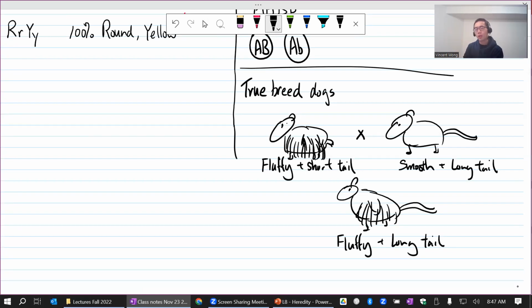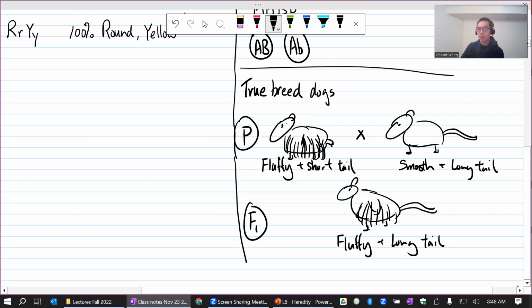So which trait is dominant? Is fluffy dominant or is smooth dominant? What do you think? Remember, these are P generation. This is F1. P generation is true breed. So if the F1 is fluffy and long tail, which one is dominant? Is fluffy dominant or is smooth dominant?